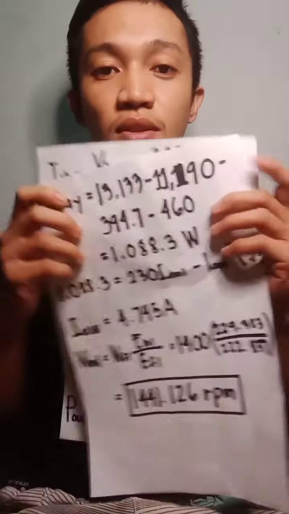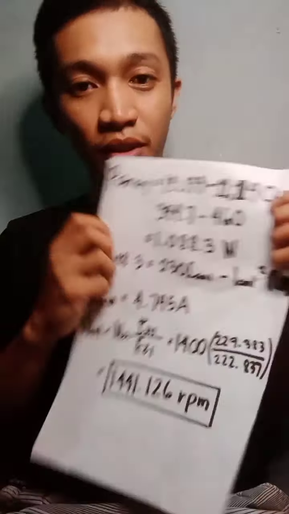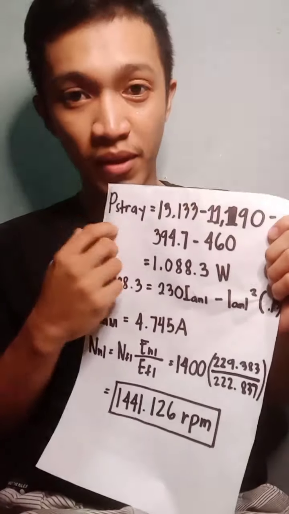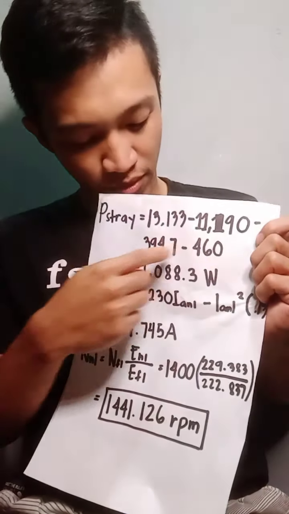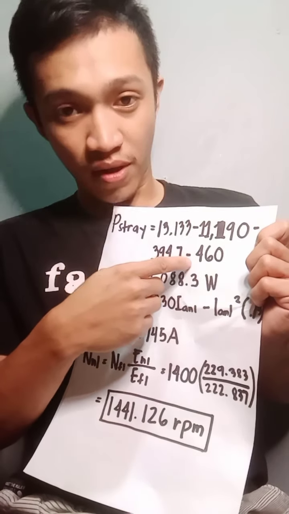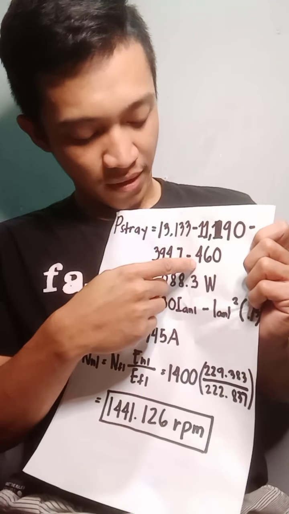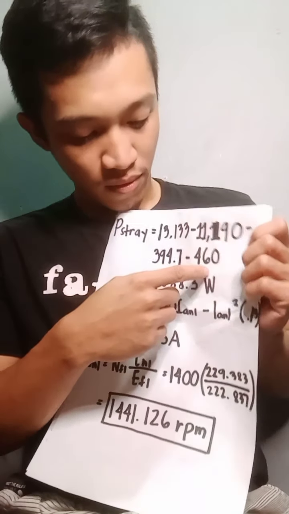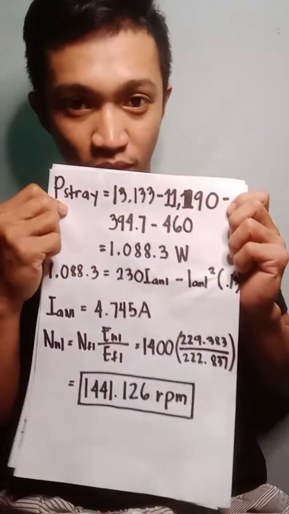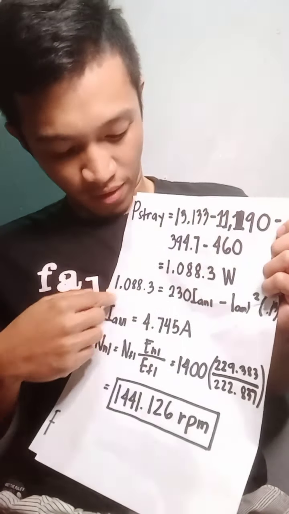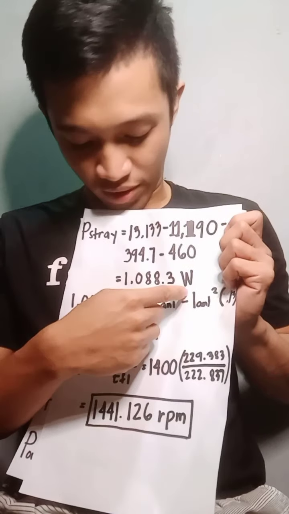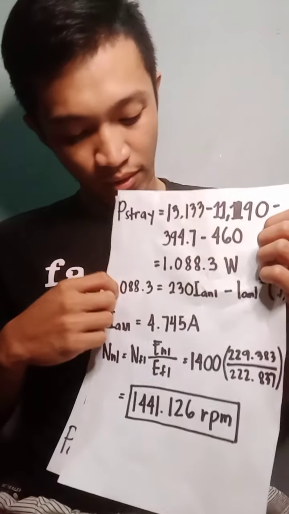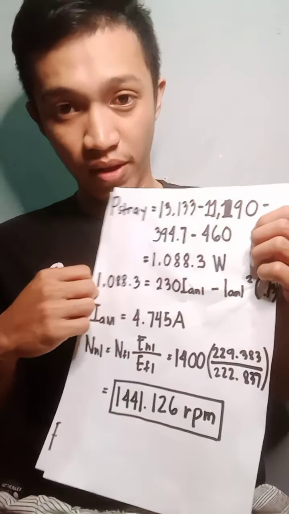Now next thing is, after getting all that power, we find the stray power, that's equals to power input minus power output minus our PSH and our power of the armature at full load. So subtract that to the power input, we have a stray power of 1088.3 watts, and that 1088.3 watts we will need that to find the current at no load.